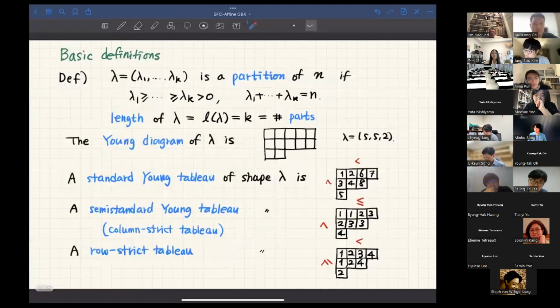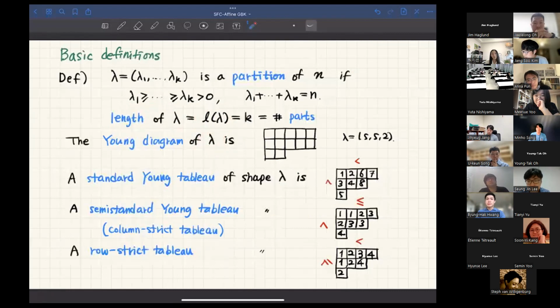Okay, so let's begin with basic definitions. A partition of N is a non-increasing sequence of positive integers summing to N. As usual, we denote the length of lambda in this way, and each element in a partition is called a part. So this is basically the number of parts. And the Young diagram of a partition is drawn by these left-justified squares, so that the ith row has lambda_i squares. For example, if lambda is 552, we have the Young diagram that looks like this.